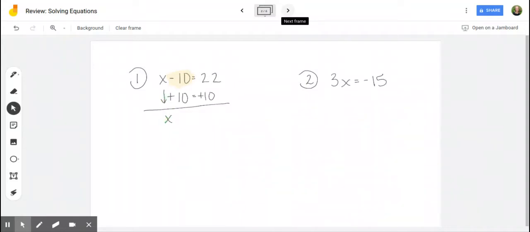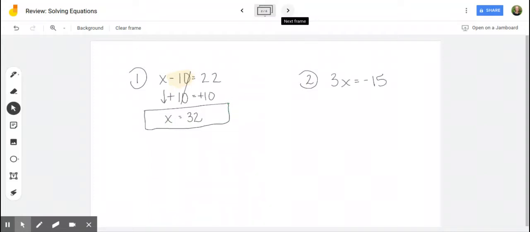Your 10s cancel, and 22 plus 10 is 32. Now that the x is isolated, it's by itself, you know the value of x, which is 32. So you can box your answer.